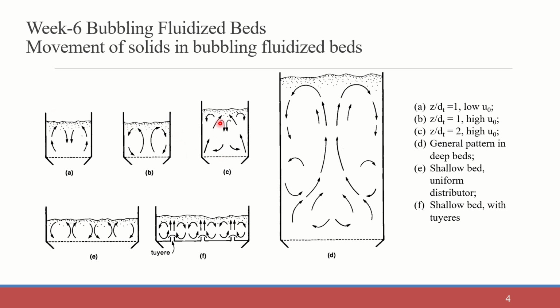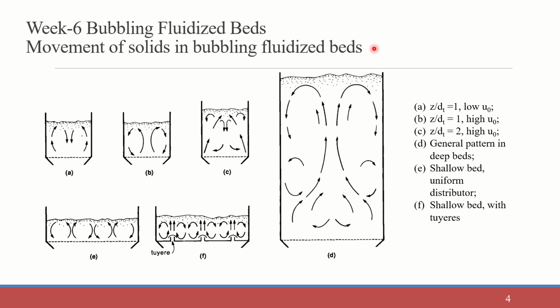And at a z by dt ratio of 2, where z denotes the height of the bed and dt denotes the diameter of the bed, here you can see that the velocity is high, but the movement of solids is from near the walls at the bottom, and it goes to the top, and here the circulation is there, and some of the solids are also thrown over to the walls from the center at some height. And this is the general pattern in deep beds.